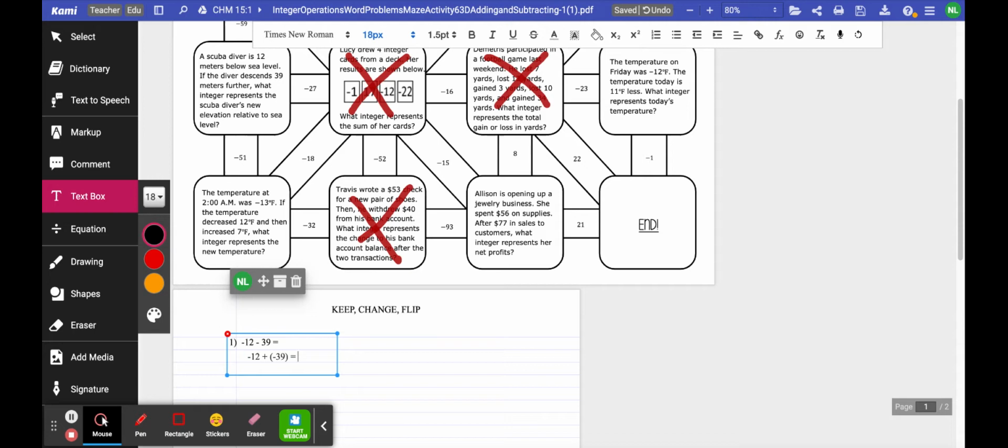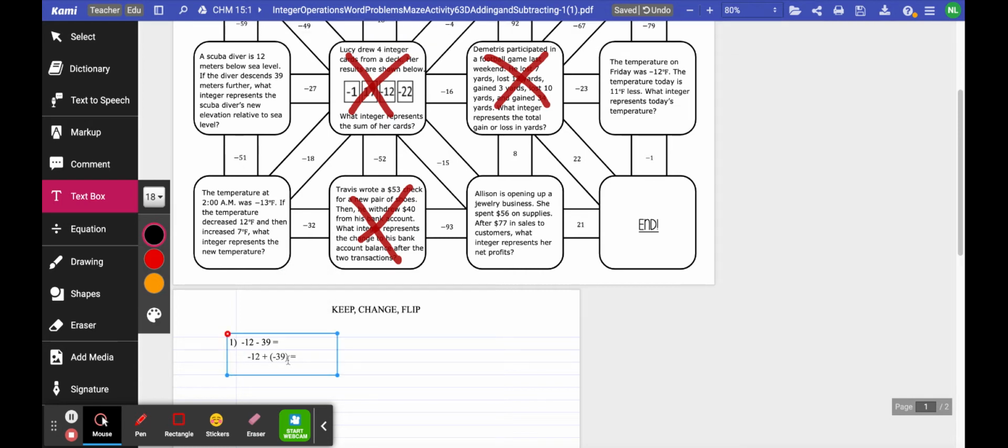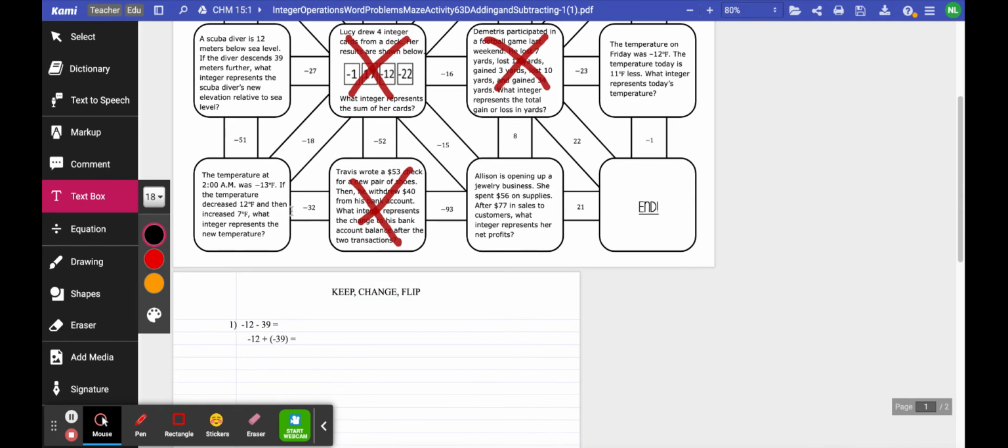Once I change that problem into an addition problem, I can easily see that both numbers are negative, and that means we're getting even further negative. So the answer will stay negative. Then we can just simply add those two digits together to get the answer. If you're at home and you want to show this work, once you get to this point, you can use a calculator after you've set up the subtraction problem as an addition problem.